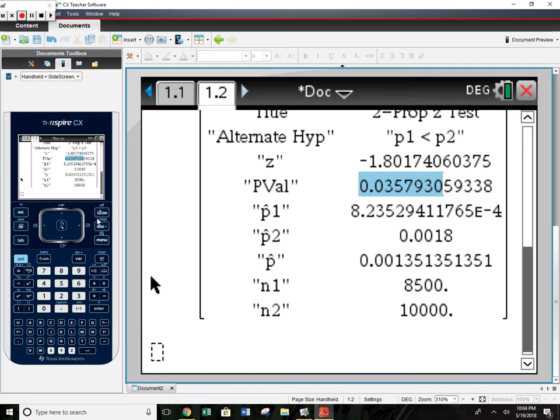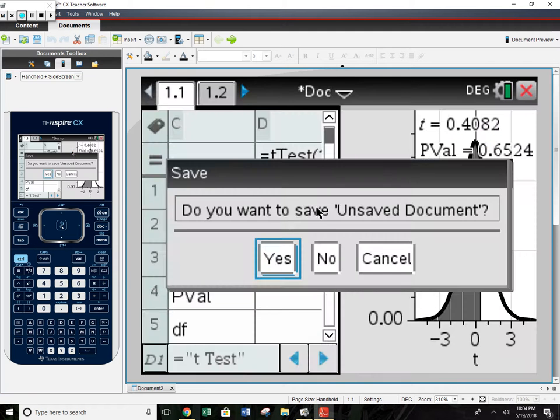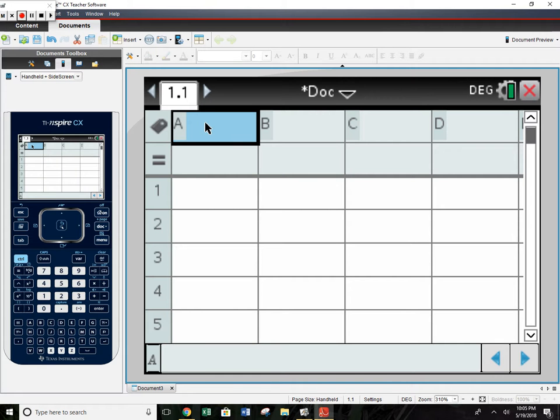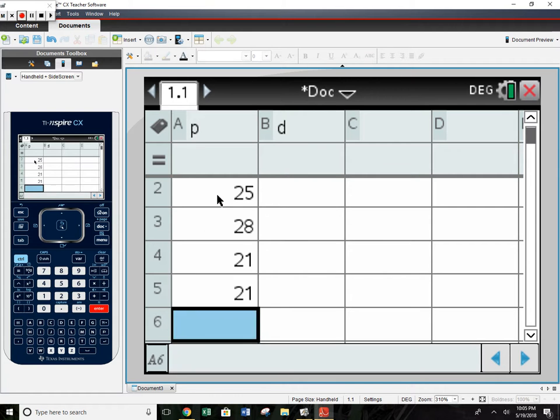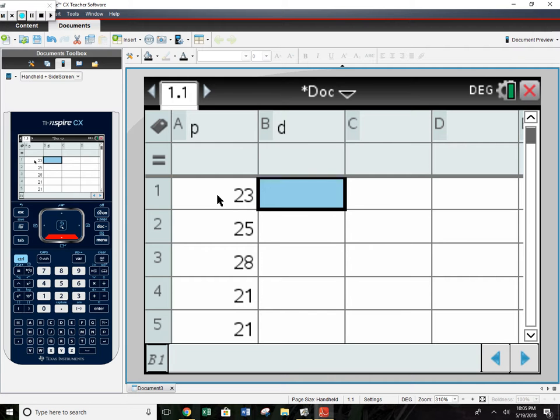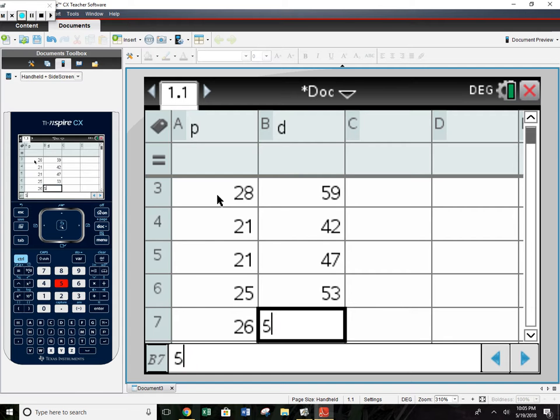So we have got, okay, I'm going to probably have to do a new document. Don't save the changes. Let's go here. So I'll do P for productivity and D for dexterity. And I'm just going to do a couple. 23, 25, 28, 21, well, I guess it doesn't take long. But I'm not going to double check them. 49, 53, 59, 42, 47, 53, 55.